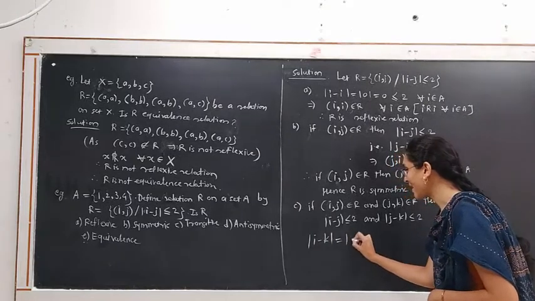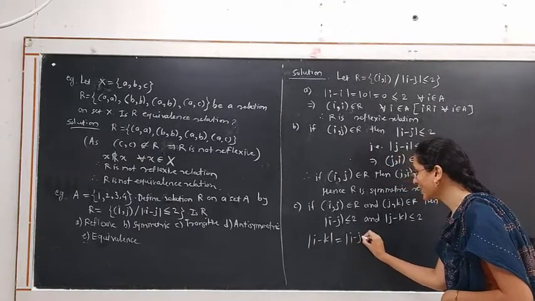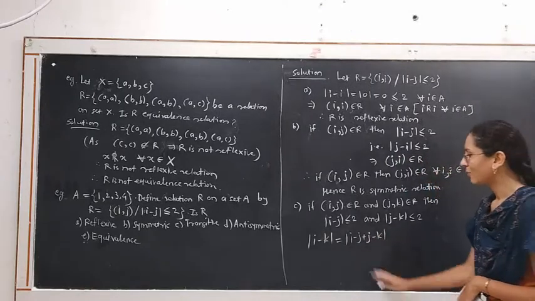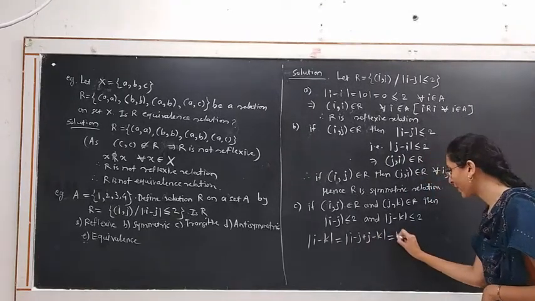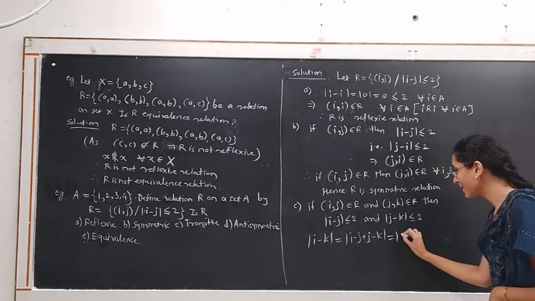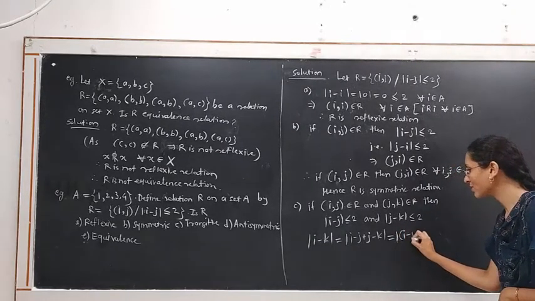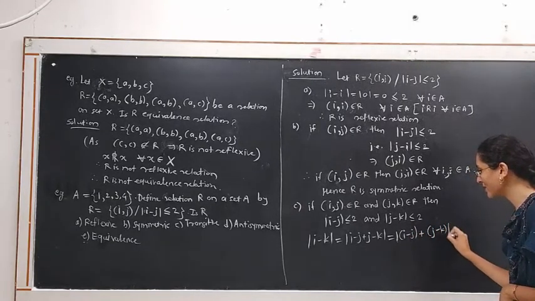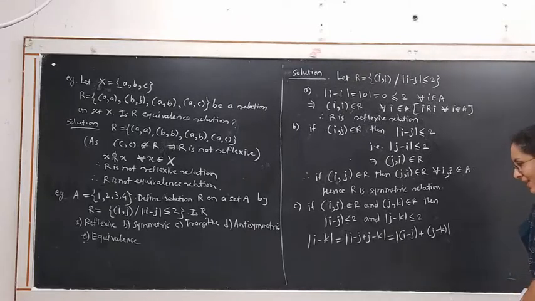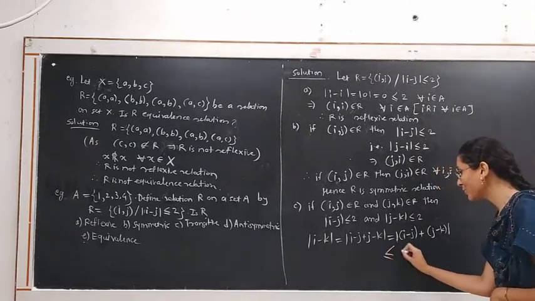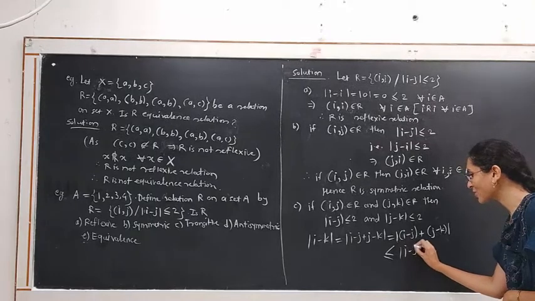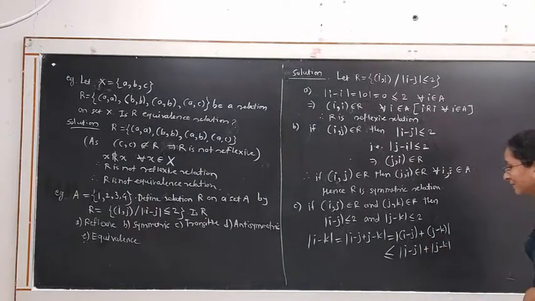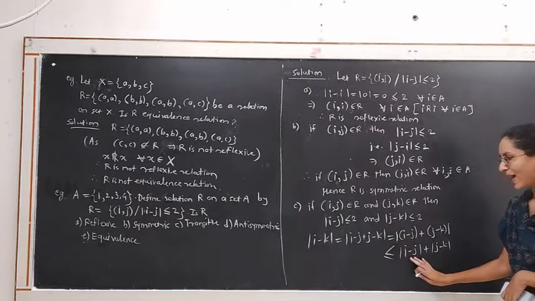We write this modulus as mod of i minus j plus j minus k. We will put brackets like this: mod of (i minus j) in one bracket plus (j minus k) in the second bracket. By triangle inequality, this is less than or equal to modulus of i minus j plus modulus of j minus k. What is this mod of i minus j?